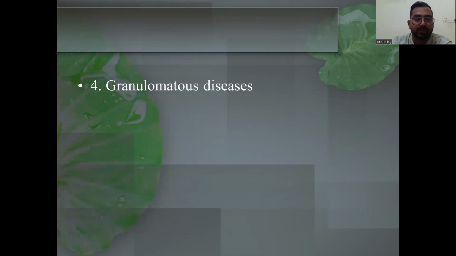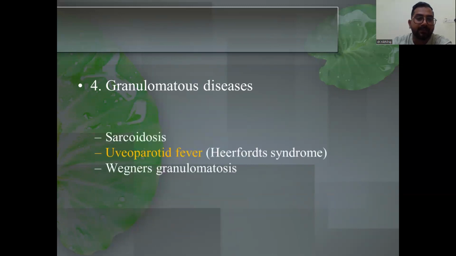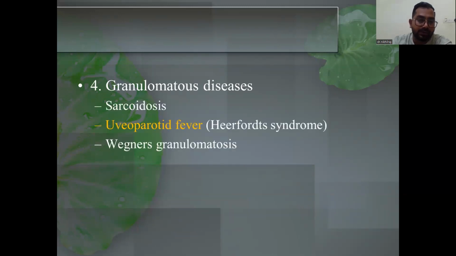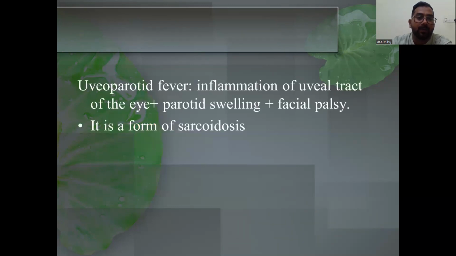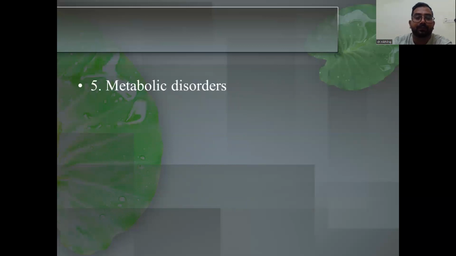The fourth classification comes under granulomatous diseases. That is sarcoidosis, uveoparotid fever, Heerfordt syndrome, and Wegener's granulomatosis. So uveoparotid fever is the inflammation of the uveal tract of the eye with parotid swelling and facial palsy. This is Heerfordt syndrome, and it's a form of sarcoidosis.